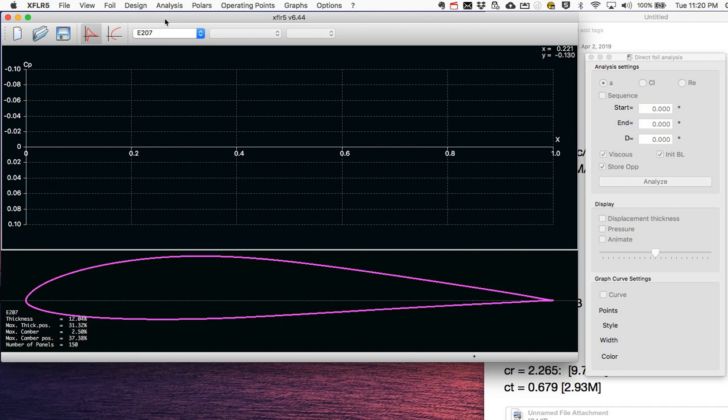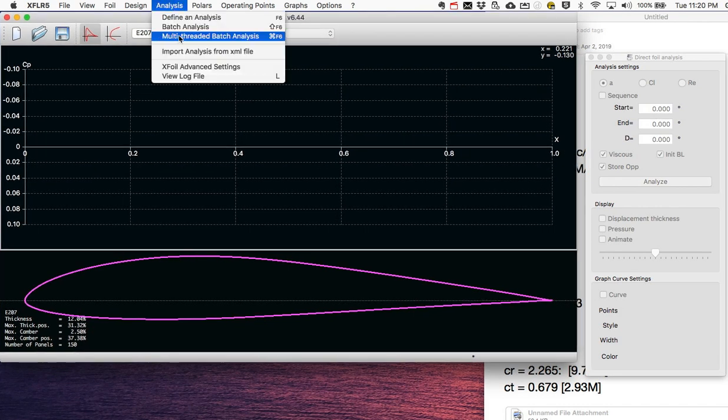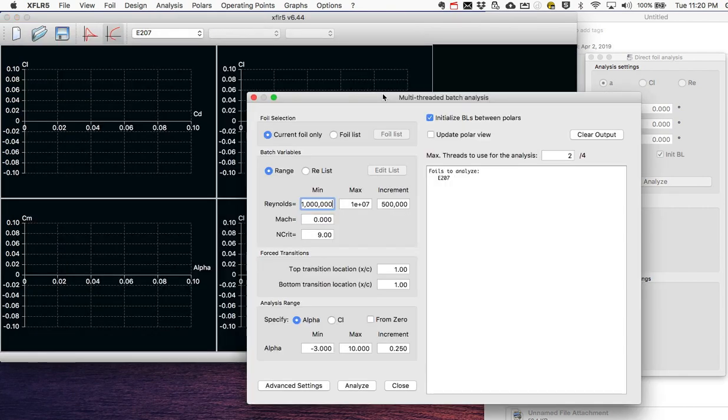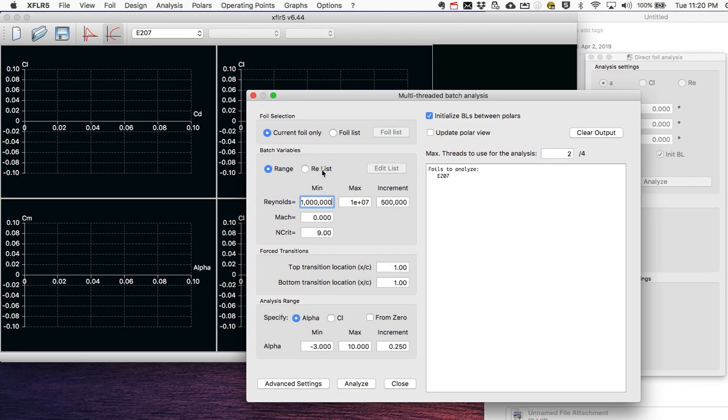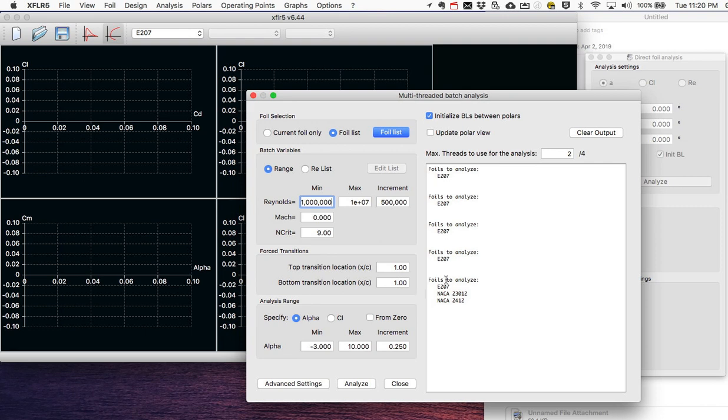I may pause the recording depending on how long this is going to take. I'm going to do analysis. I can do a multi-threaded batch analysis of these foils, and I need to put in select foil list here. By default, it's current foil only, which happens to be the E207, but I want to process all of them. So I click foil list. Here I select them all. I guess I could have hit select all here. Okay, so we have all foils in here. It says foils to analyze, and it gives you a little list here.